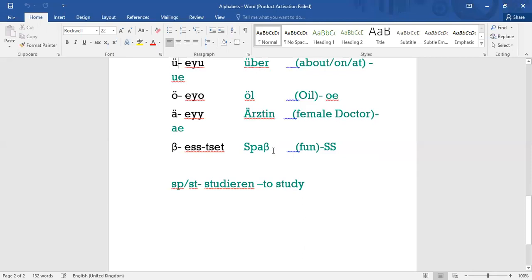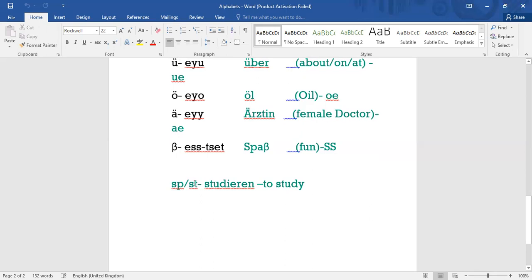Instead of Eszett, we can write double S, but don't write these with double S, because in many words only Eszett is used, right? So SPA double S, this is the double S here. So SPA Eszett, sorry, this is the Eszett sign here. This means fun in German, and the meaning in English is fun. So basically, this will be read out as Spaß. Double S is also so.